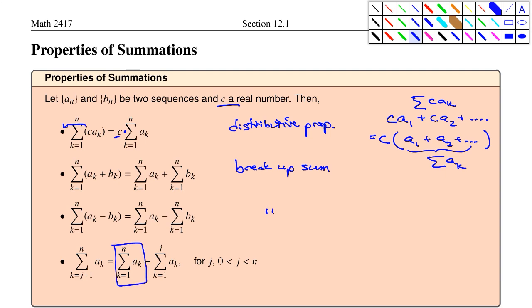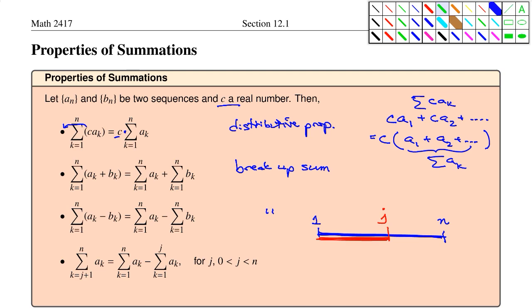The sum as k goes from 1 to n is essentially taking the sequence, let me draw it like this, starting at 1, and then going out to n, and adding all of them together. So here are all the terms of the sequence. We're going to add them all together. Then, if you look at the second one here, this piece, it says take the sum as k goes from 1 to j. So j is some number in the middle here. And so now we're just going to take the sum from 1 to j.